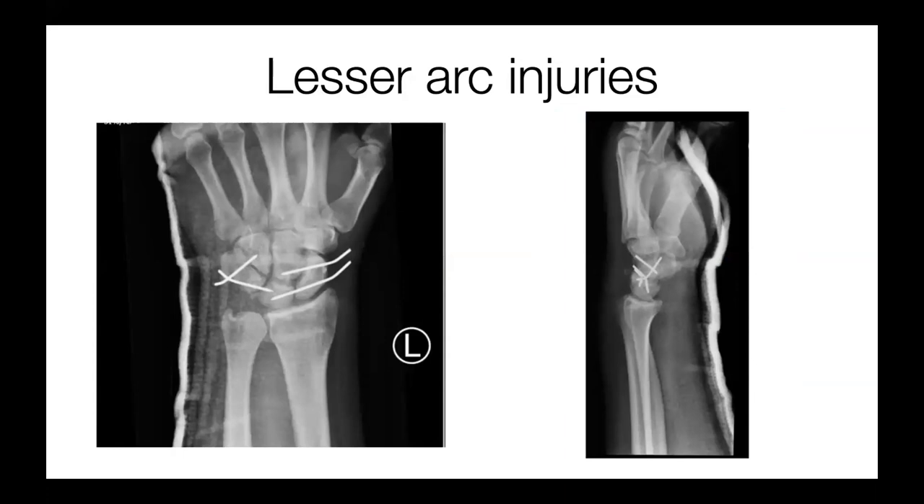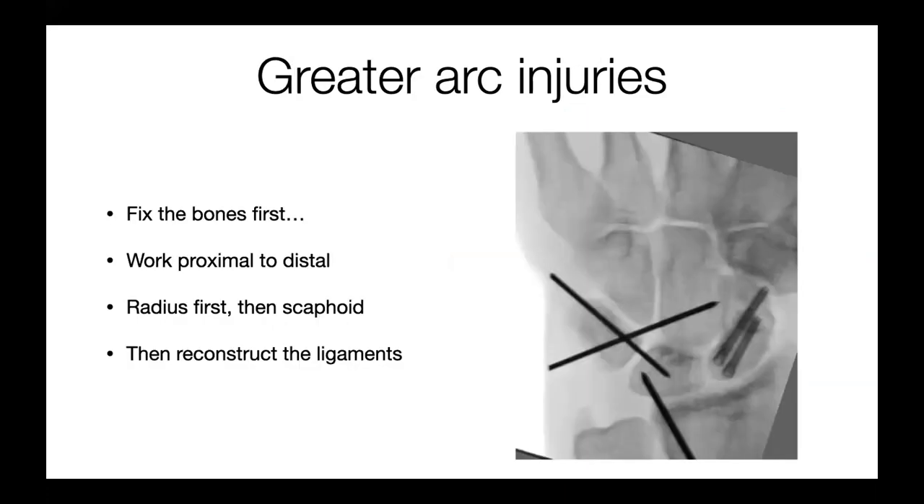For greater arch injuries, I fix the bones first. I find this more straightforward, and I work proximal to distal. So if there's a radius injury that needs fixation, I'd do that first to give the carpus a stable platform. And then I would fix the radius before I start putting wires into the rest of the carpus.